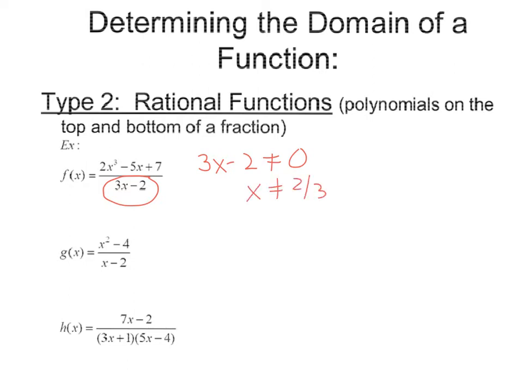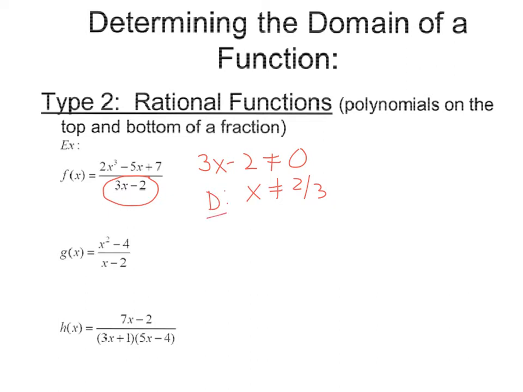Now, if I factored the numerator and found a common factor, then that'd be a hole. In this case, we don't have a common factor in the numerator. So I can tell you graphically there's going to be a vertical asymptote at x equals 2/3. Now, I'm going to go ahead and put this in interval notation. Technically, this is your domain. Okay, but all real numbers except 2/3.